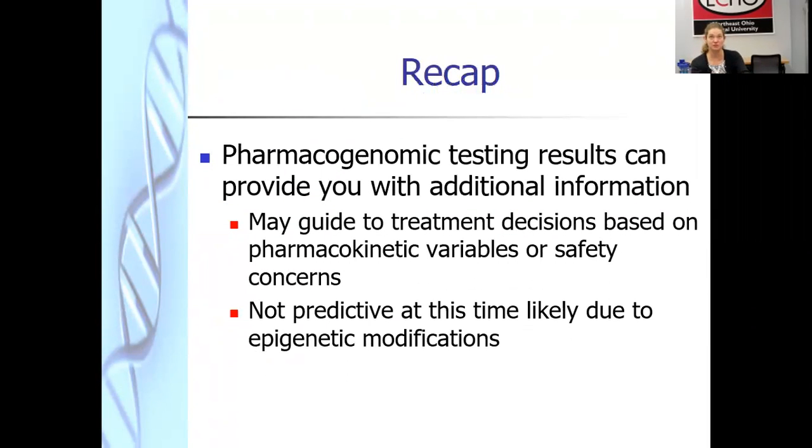So my take home is genomic testing and genetic testing can definitely give you additional information. And in some cases, that may be something that you're hoping for. Guiding treatment decisions, pharmacokinetically or safety-wise, especially with Stevens-Johnson syndrome, absolutely. We have enough data to be able to support that at this point.